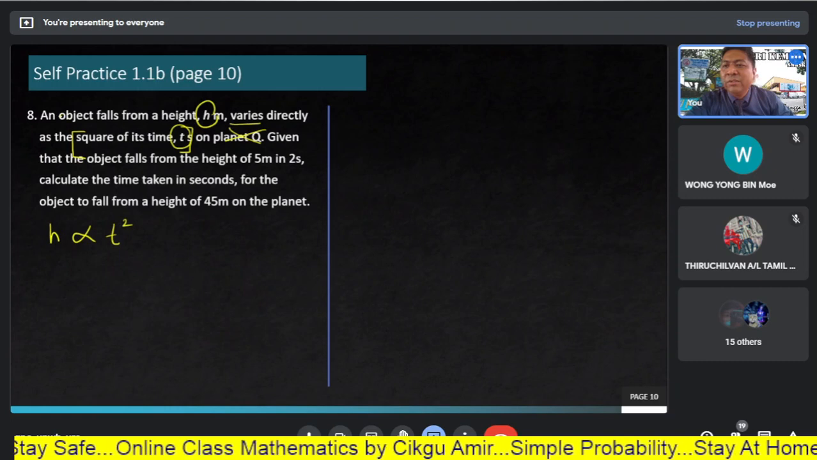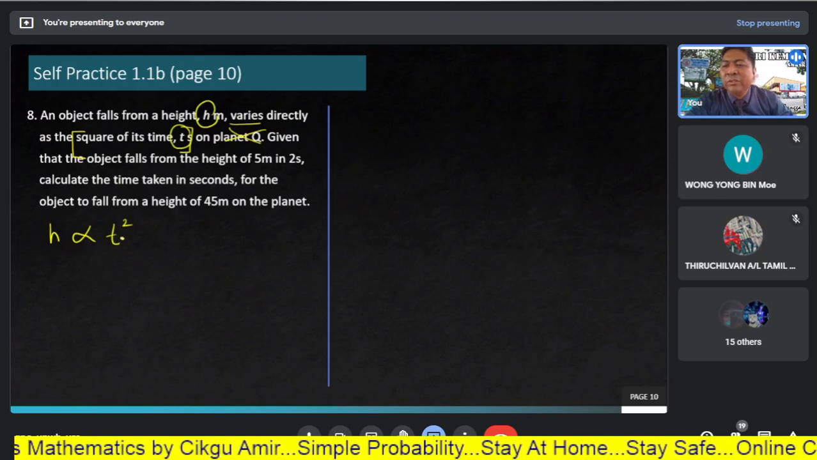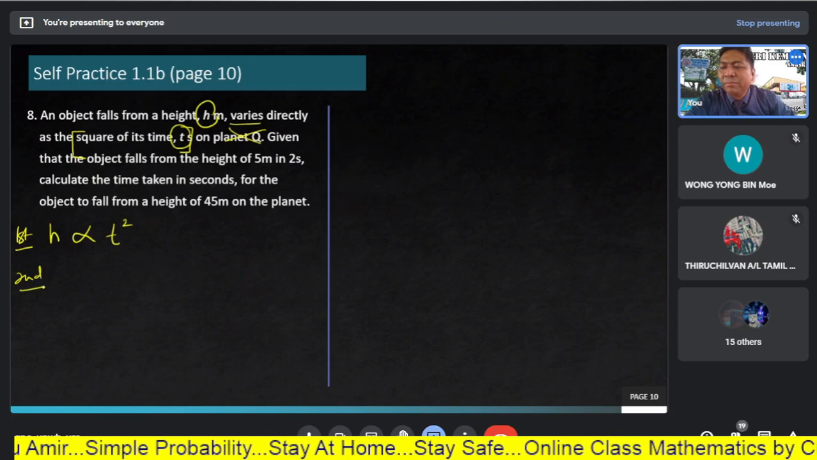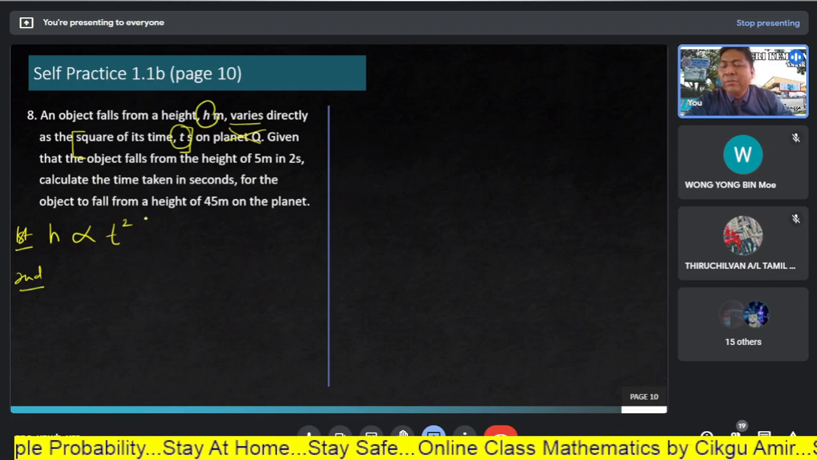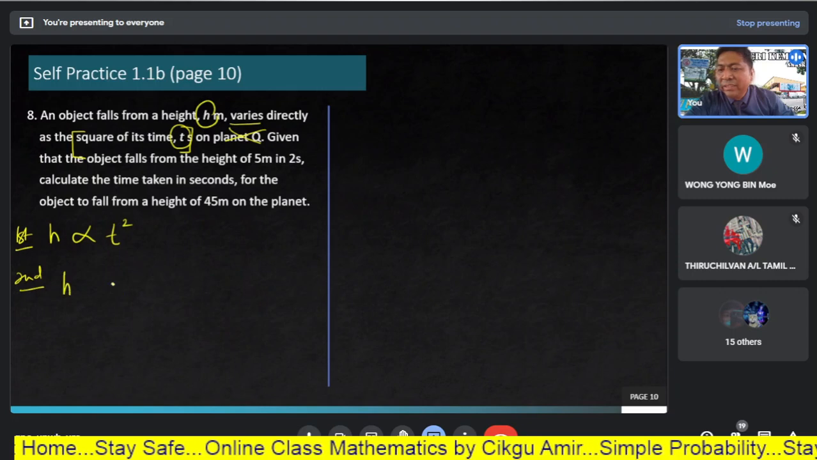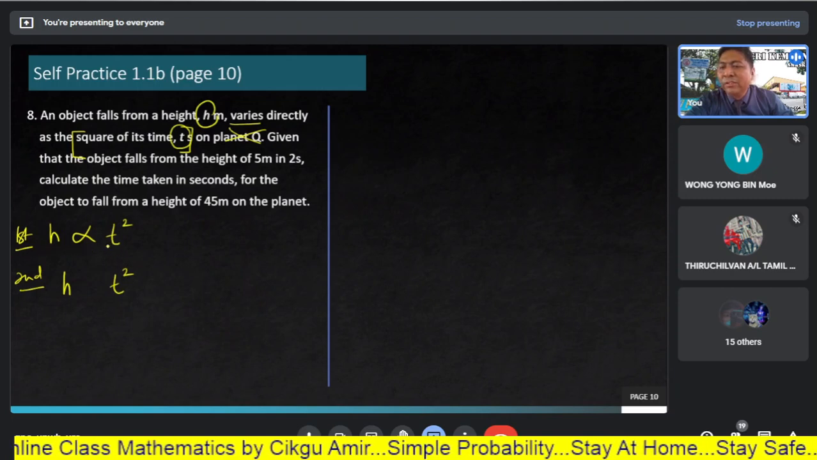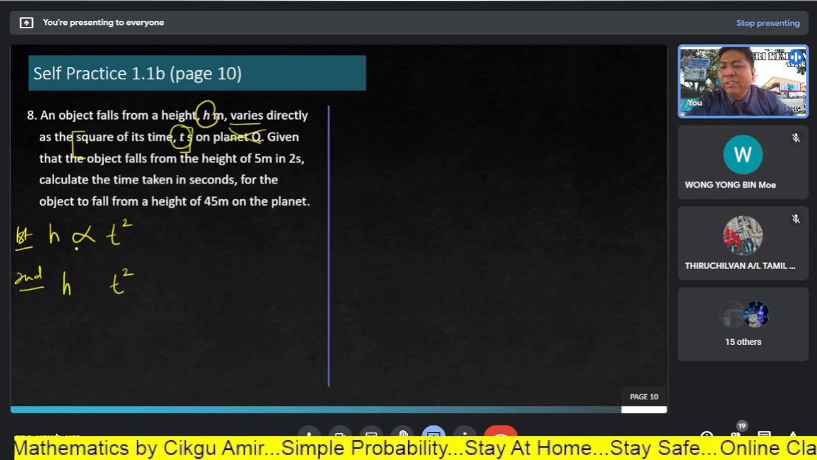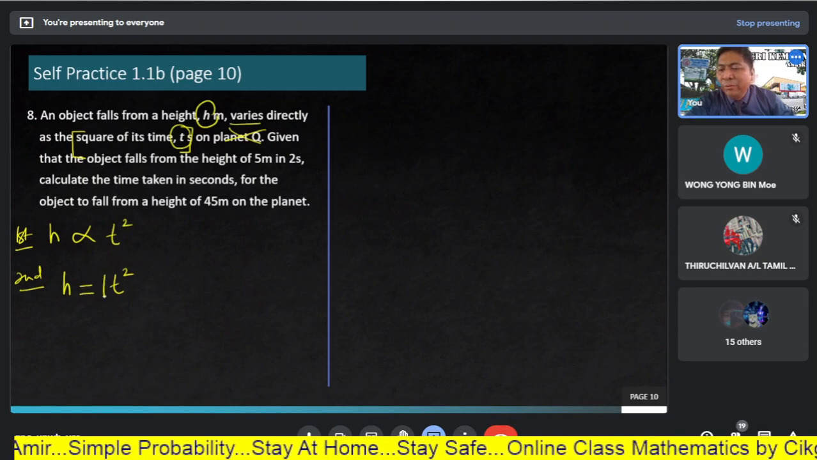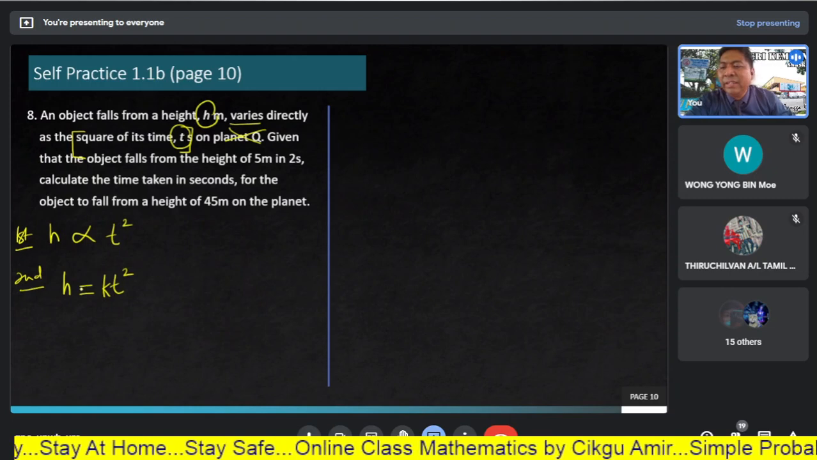We change the situation to a mathematical operation. This is the variation relation: H varies directly as T square. This is the first step. Second step: for the variation relation, we change to the equation form. H and T have no change. The only change is the symbol of variation, which becomes the symbol of equal, and we put a letter k. K is a constant. Finish second step.